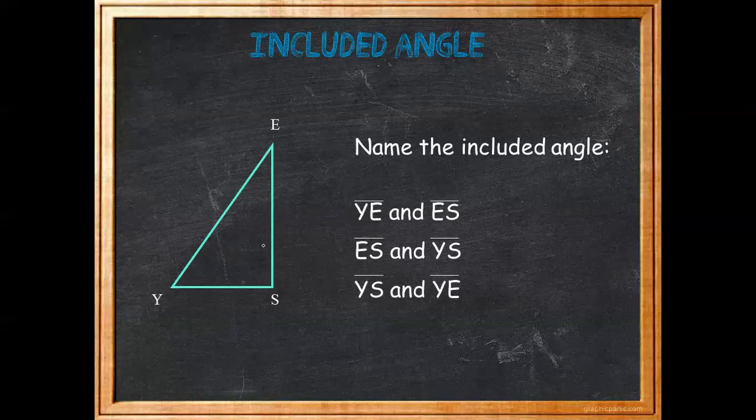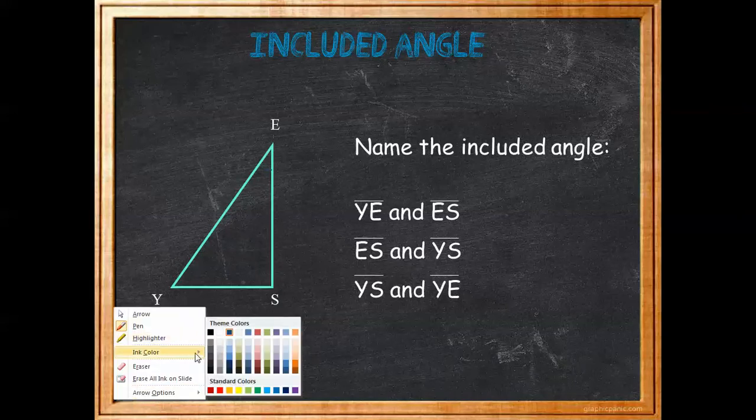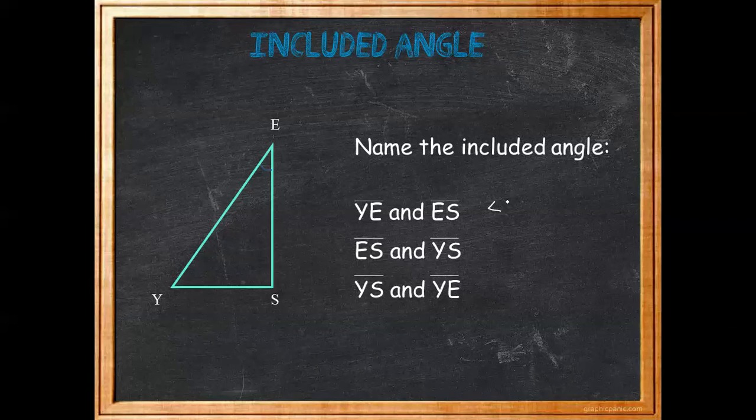So here we're going to name the included angles. Here we have side YE and side ES. So the included angle is going to be angle E. In side ES and side YS, the included angle is going to be angle S. In side YS and side YE, the included angle is going to be angle Y.